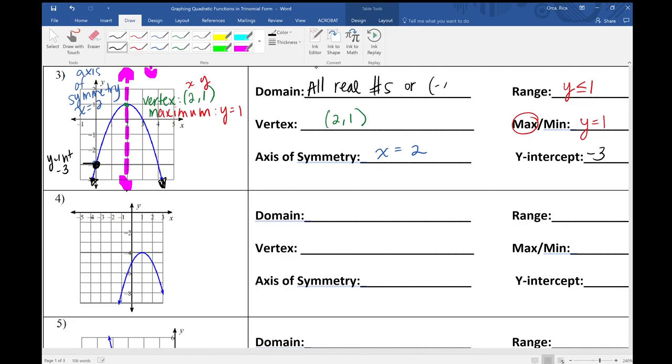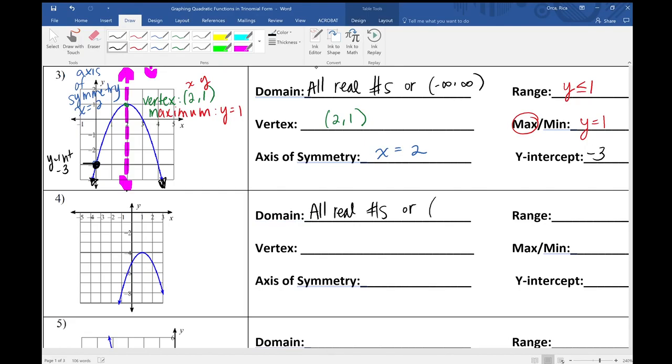Or -infinity to infinity. So you might be wondering, Mrs. Orca, will the domain always be all real numbers? And the answer is yes. When you're graphing a quadratic function, the domain will always be all real numbers. That said, let's look at problem number 4. The domain, all real numbers.